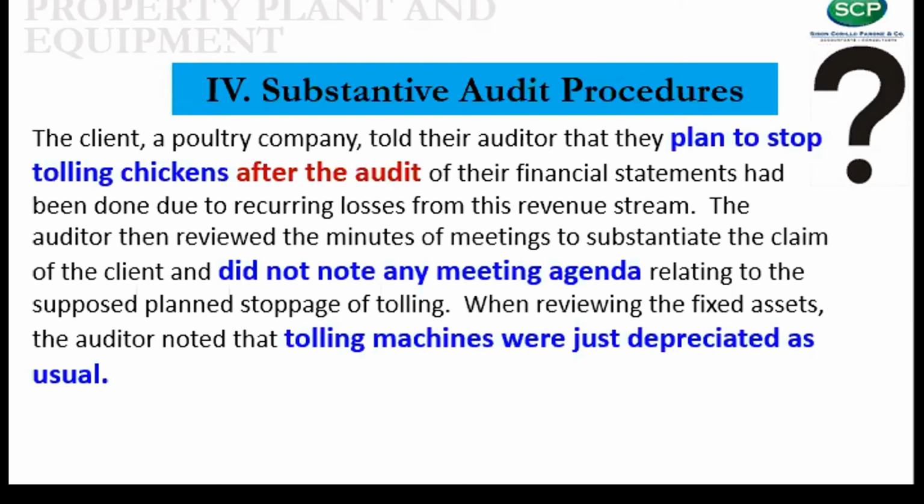The auditor then reviewed the minutes of meetings to substantiate the claim of the client and did not note any meeting agenda relating to the supposed planned stoppage of tolling. When reviewing the fixed assets, the auditor noted that tolling machines were just depreciated as usual and no impairment losses were considered nor recognized. Please note that for this audit case's purposes, the company's tolling machines are used for defeathering chickens.